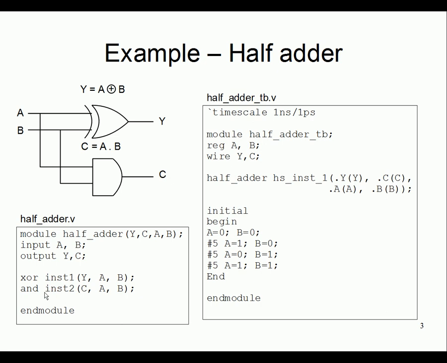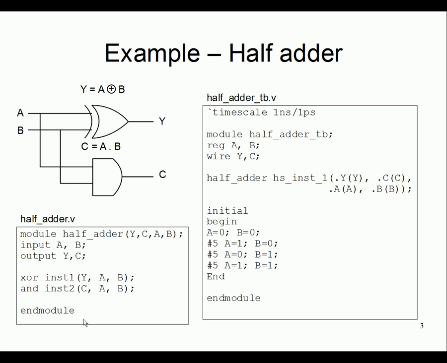Then we are instantiating one XOR logic. This is the basic logic construct of Verilog. Instance 1, and this is my output, so the XOR output is Y, and inputs A and B. Then we are instantiating the AND gate, instance 2, C, A, B, and endmodule. So that's all. We have the schematic, and we just write the corresponding description in Verilog. Nothing else. So this is a one-to-one correspondence: I have an XOR gate, instantiate one XOR gate. I have an AND gate, instantiate another AND gate.